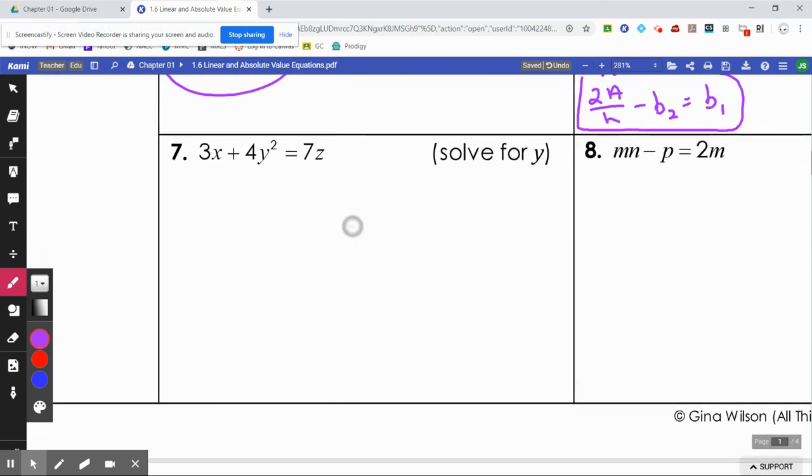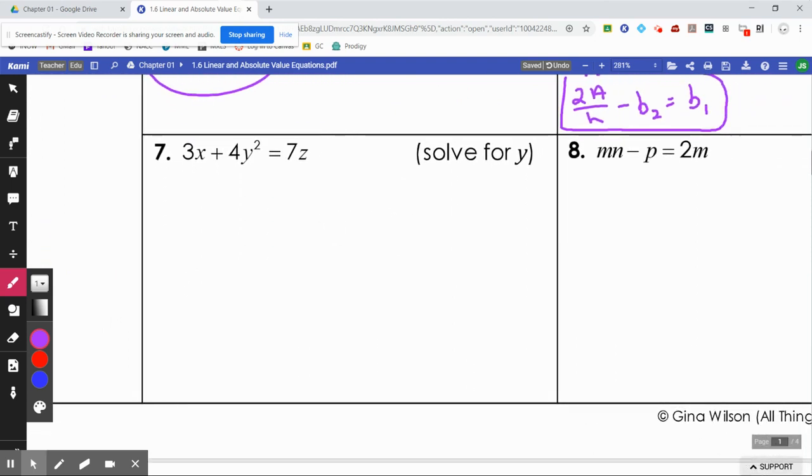Next one, we're trying to get y by itself. Now this one's a little tricky because you have a y squared. So we're going to move our 3x over first. You can go ahead and do that without even recopying the problem. And we're going to move our 4 over. Since it's being multiplied, we're going to divide. So we now have y squared equals 7z minus 3x over 4.